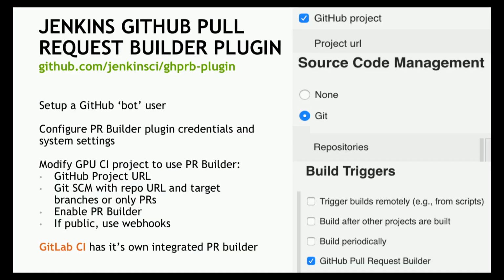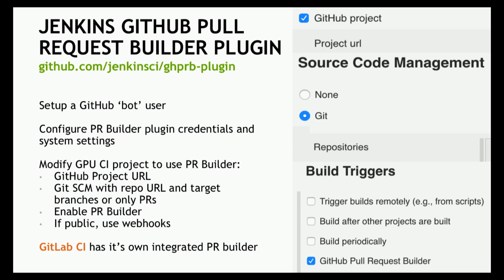So let's just check. Basically, how do you get the pull request builder working? The best thing is to set up the bot user, like I did with GPU Tester. That way you're not using your own credentials, because it does need pull request access to PRs so it can do comments and updates to that. And then once you have that bot, you just have to configure the plugin credentials in the system settings.